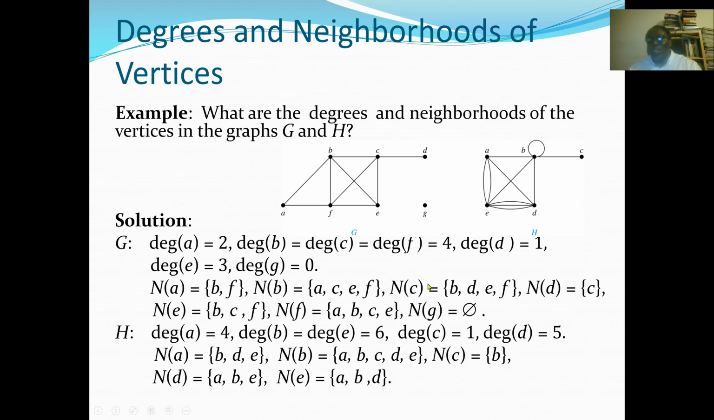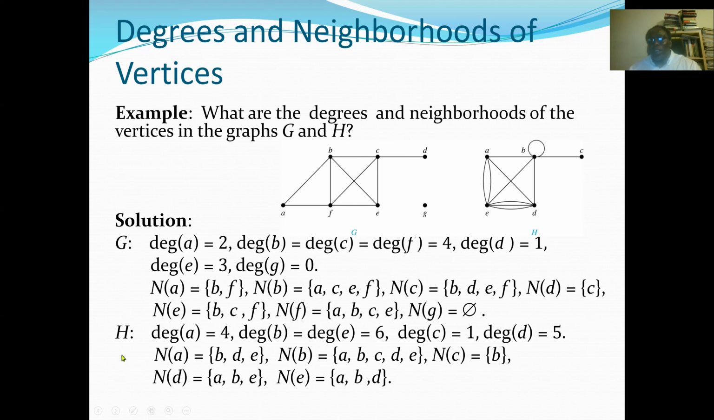So you can see that the neighborhood also gives us the idea of the degree. Because remember, the degree of vertex F is 4. Now, when you look at the neighborhood of F, we also have 4 elements, because of the edges that go from there to other vertices.